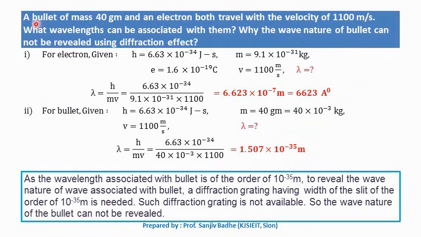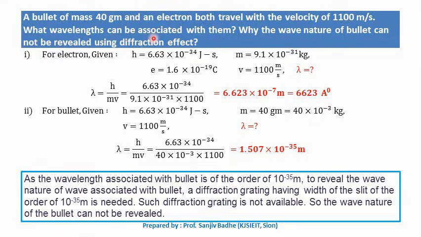Okay, this is the first one. A bullet of mass 40 gram and an electron both travel with the velocity of 1100 meter per second. What wavelengths can be associated with them? Why the wave nature of bullet cannot be revealed using diffraction effect?